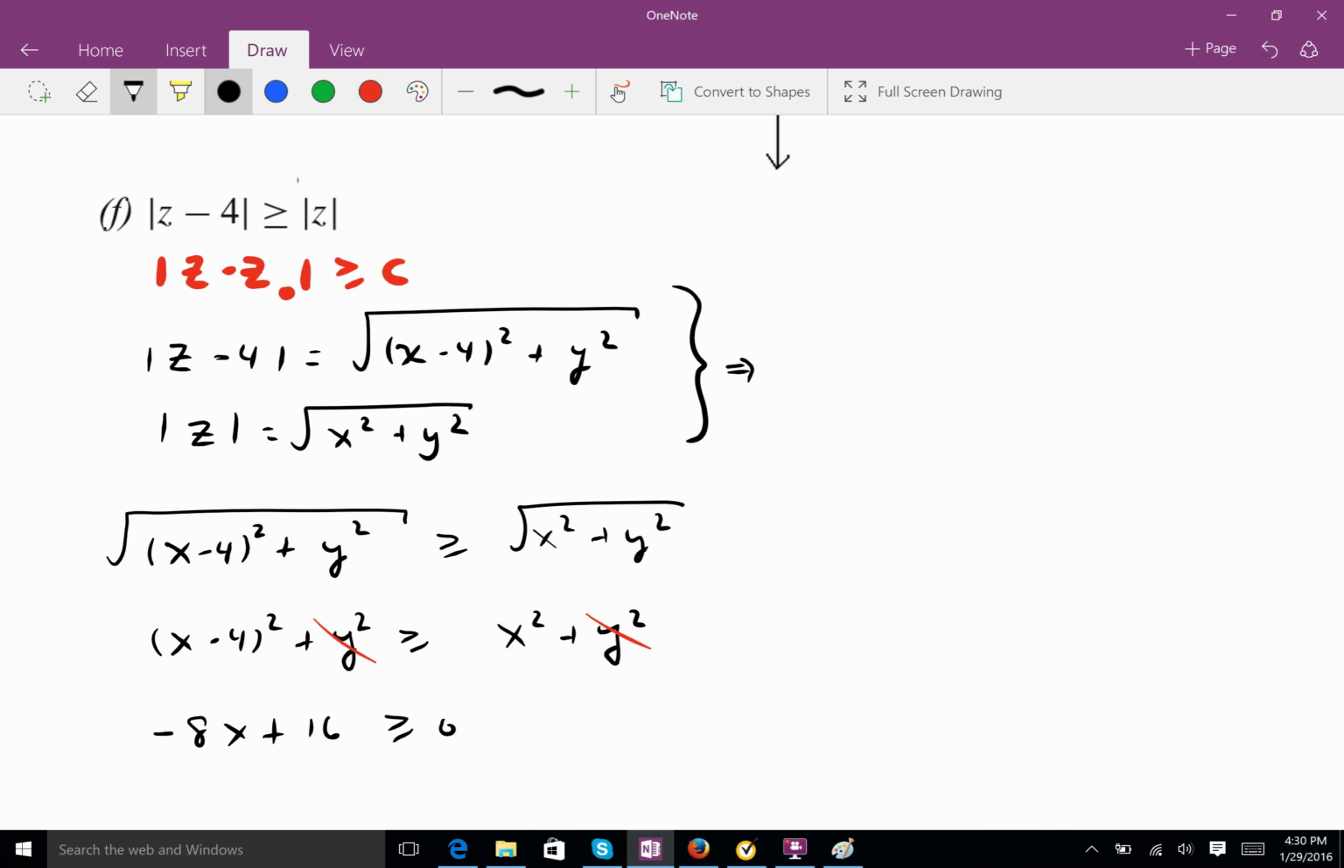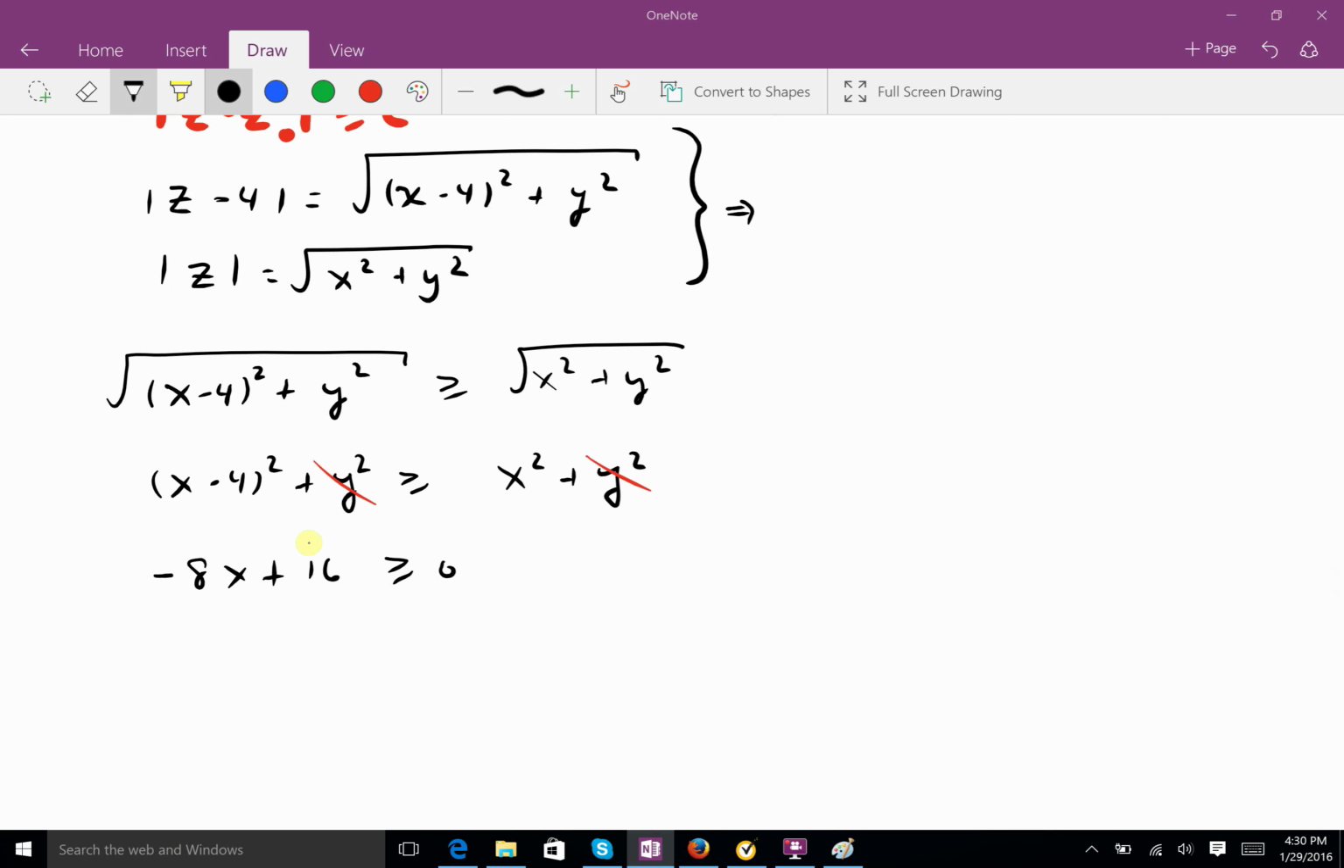Okay? So you can do this a number of different ways. I'm going to bring the minus 16 over here, and I'm going to divide by minus 8. And remember, when we divide by a negative real number, it reverses the sign of the inequality, right? So this becomes x is less than or equal to positive 2.